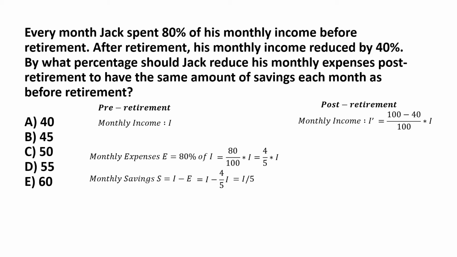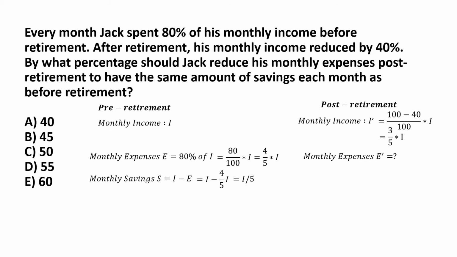So that's the fraction of his pre-retirement income, and that will give you his monthly income post-retirement. So I dash is equal to 100 minus 40 divided by 100 multiplied by I, and this comes to 60 by 100, and 60 by 100 is just 3 by 5, so it's 3 by 5 multiplied by I. So that's his monthly income I dash after retirement.